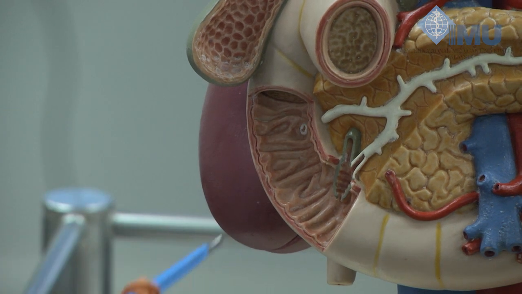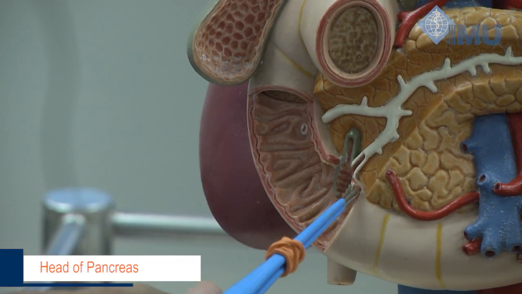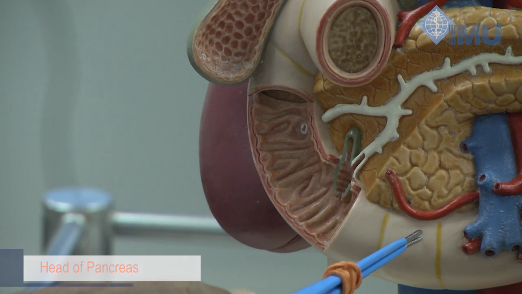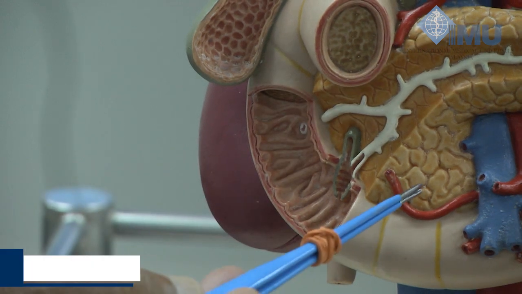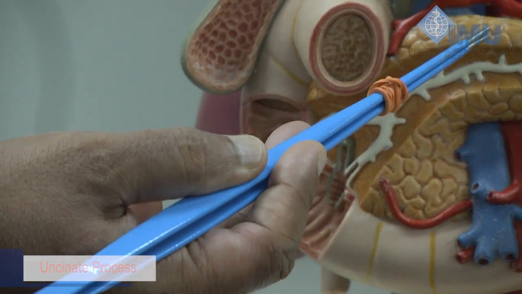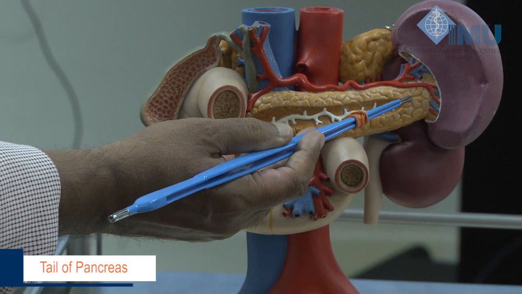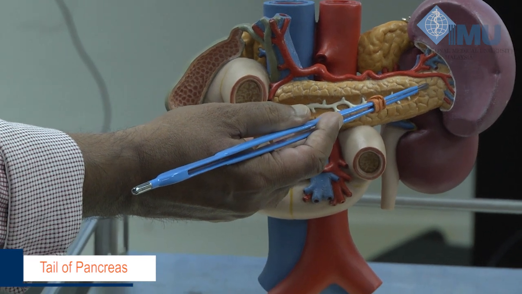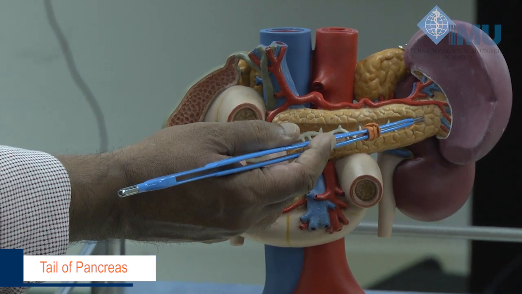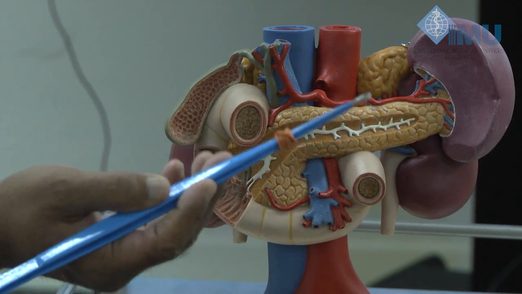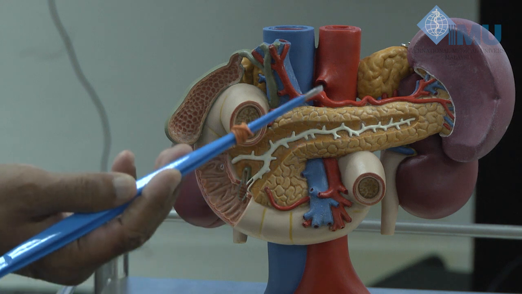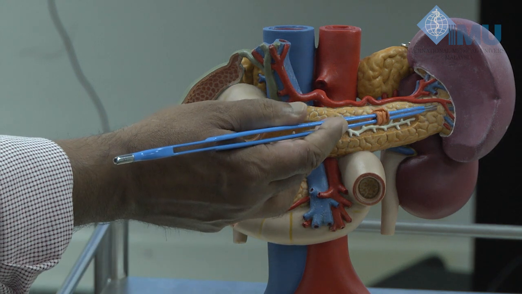Now, let us see the parts of the pancreas. This is the head of the pancreas which is lying within the C loop of the duodenum, this is the neck of the pancreas, this is the uncinate process, this is the body of the pancreas, this is the tail of the pancreas. We all know the tail of the pancreas is very important, because here lies the endocrine part of the pancreas, mainly the islets of Langerhans which produce insulin and glucagon, mainly lying in the tail.